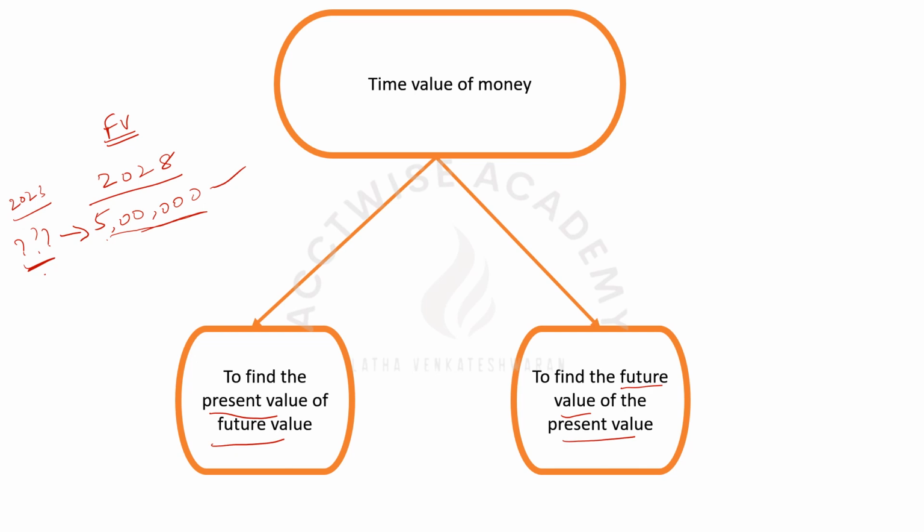So this money with a little magic turns into the exact amount I want in the future. Next we shall see how to find the future value of the present value. This is quite the opposite of the previous one.